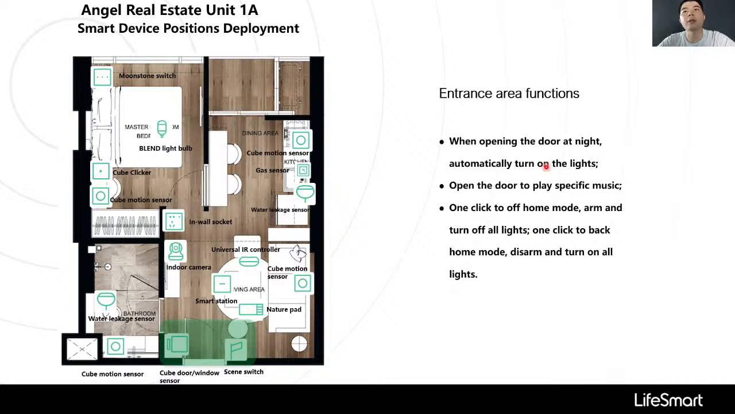When opening the door at night, automatically turn on the lights. Open the door to play specific music. One click to off home mode and turn off all lights. One click to back home mode, disarm and turn on all lights.